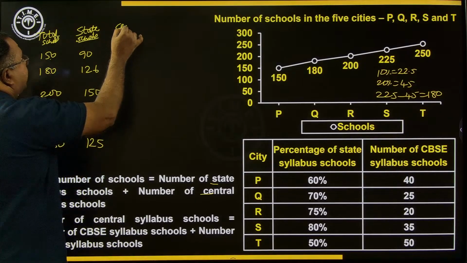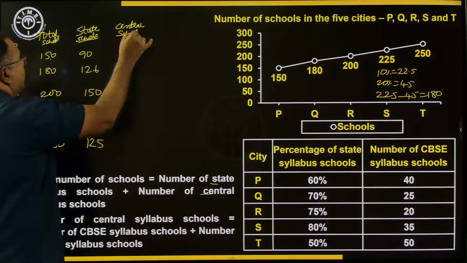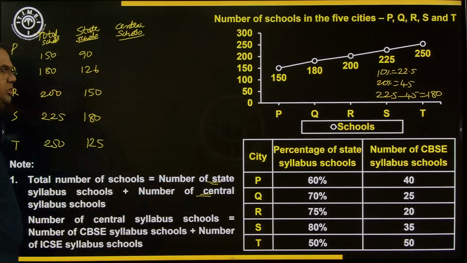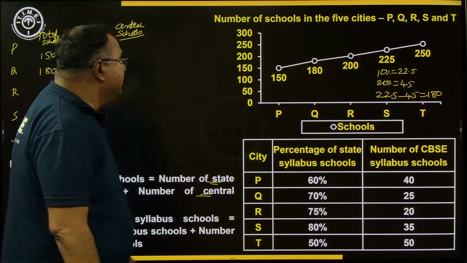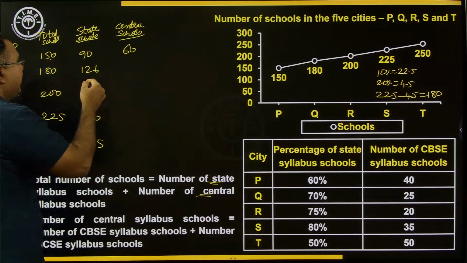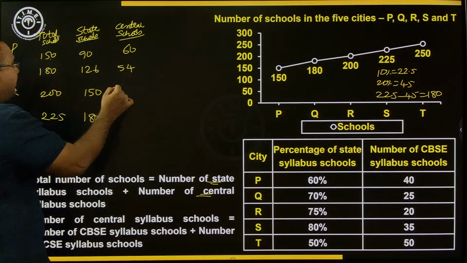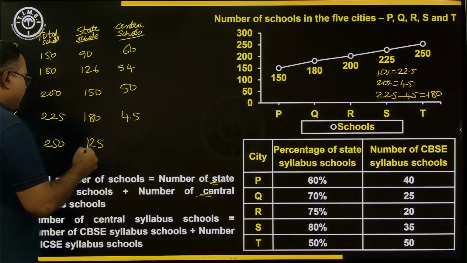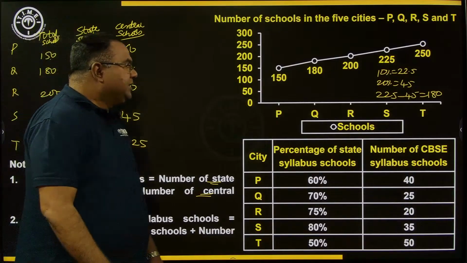Can we write down central schools? What is total number of schools? State schools plus central schools. If I want central schools, total schools minus state schools will be your central schools. 150 minus 90, 60. 180 minus 126, it has to be 54. Then 200 minus 150, so it has to be 50. This has to be 45. This has to be 125. Right?